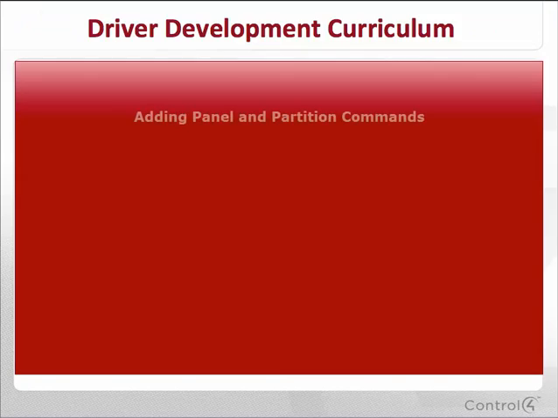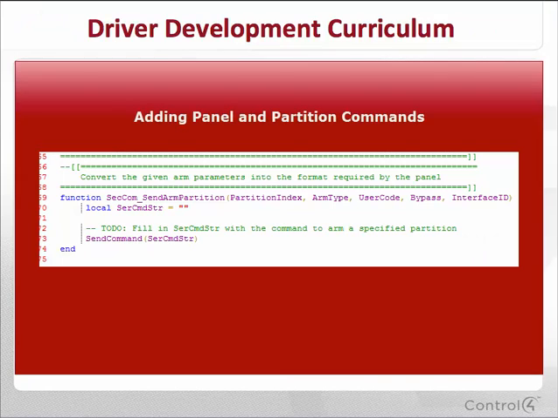For example, here we can see that the template has a security partition proxy command for arming the partition. The command is called seccom send arm partition. Right now the command is empty, but we can see from the documentation that it sends the partition index, arm type, user code, bypass, and interface ID parameters. After modifying the template, our new command now looks like this.